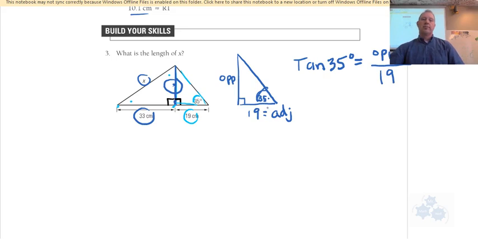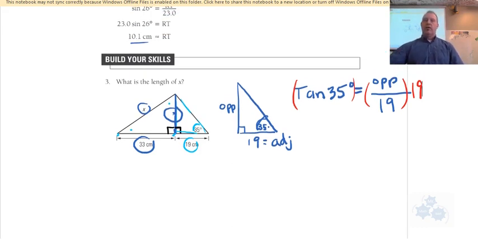That's very important. Don't put adjacent on the bottom because then you don't know what to do. Fill in the 19. Don't put the theta. Don't put an angle. Fill in the 35. Okay? That's what we got. Let's use it. So, in order to solve for the opposite side now, we multiply both sides of the equation by 19 so that we can get rid of the 19 on this side and put it over there. So now, if you notice, the opposite side length is equal to 19 times tan 35 degrees.